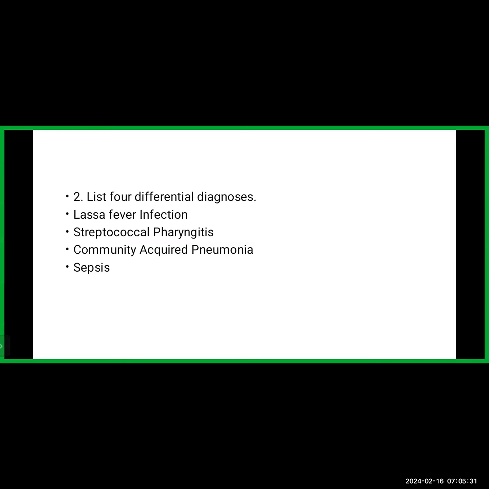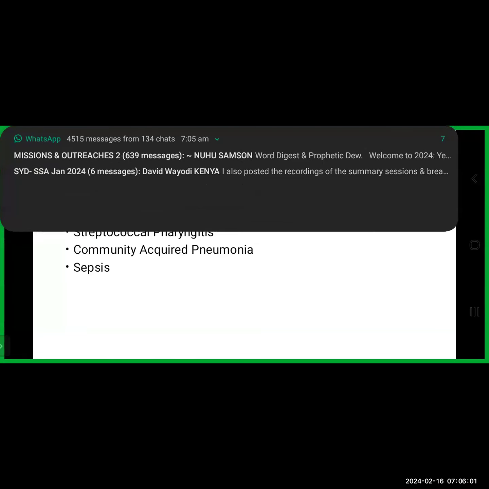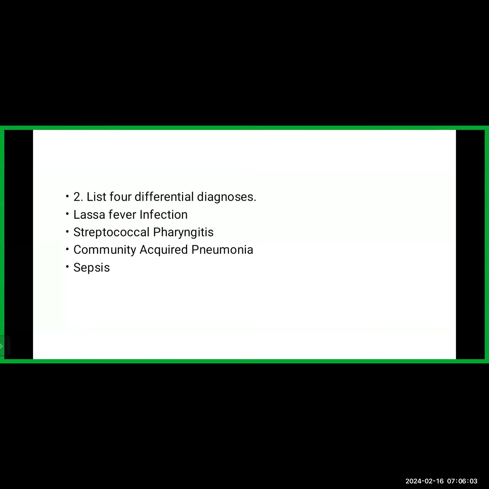These are the 4 differential diagnoses. My first differential diagnosis will be that of Lassa fever infection because he lives in a Lassa fever endemic zone. Then he's a medical officer that works at the casualty with a history of fever and treatment for malaria, with persistence of the fever and a history of cough. Then with the history of rash and sore throat and tingling sensation in the ear. My second differential will be that of streptococcal pharyngitis because of the history of fever and sore throat.